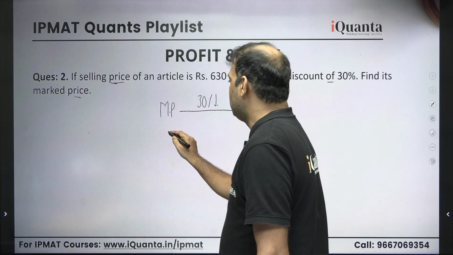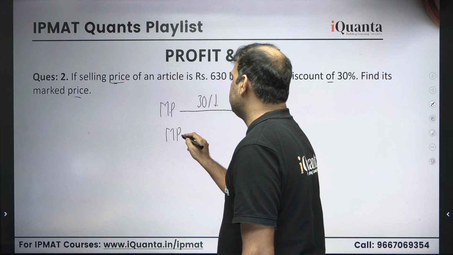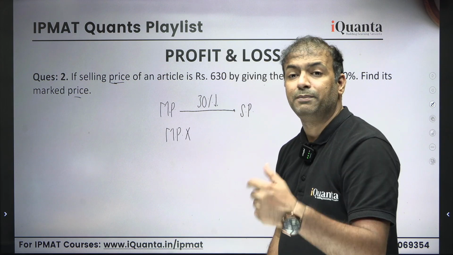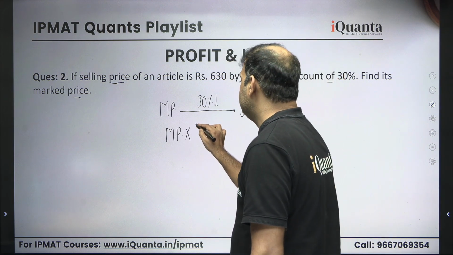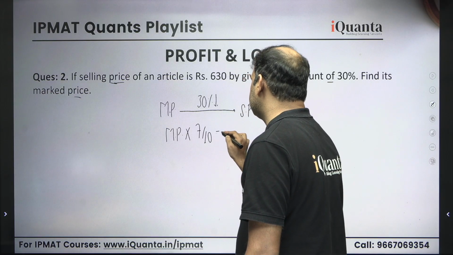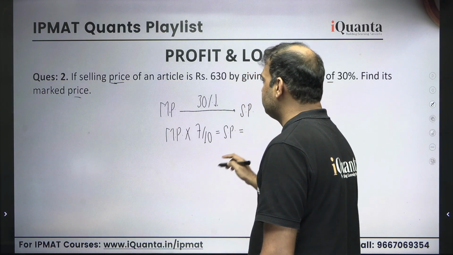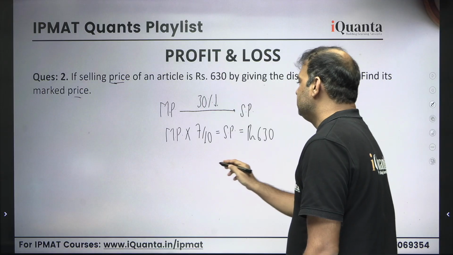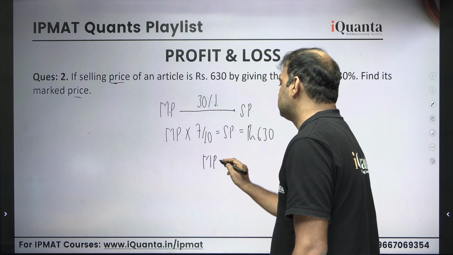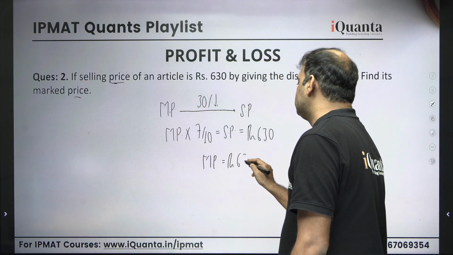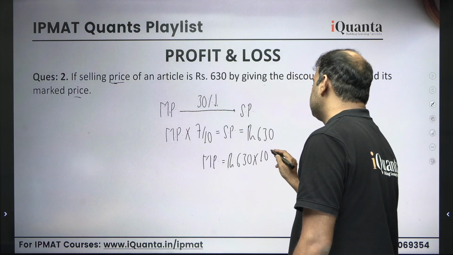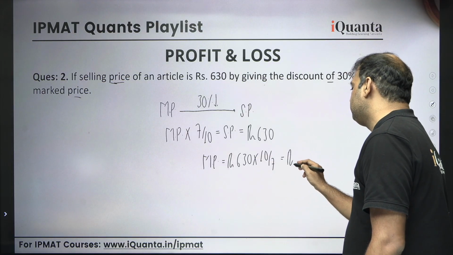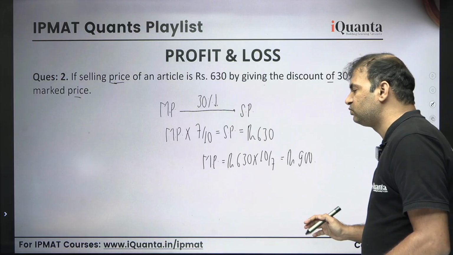All right, now marked price into what should be the multiplication factor? So guys, 30% is 3 by 10, so the multiplication factor is 1 minus 3 by 10, which you can say as 7 by 10. Now it has to be the selling price, and selling price is given to us, how much? Rupees 630, right? So what should be the marked price now? Marked price we can say is rupees 630 into 10 by 7, right? 630 by 7 is 90, and 90 into 10 is 900. So finally we can say the marked price in this case is rupees 900.